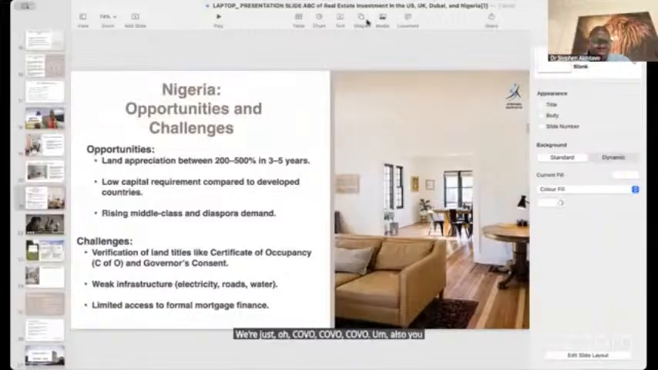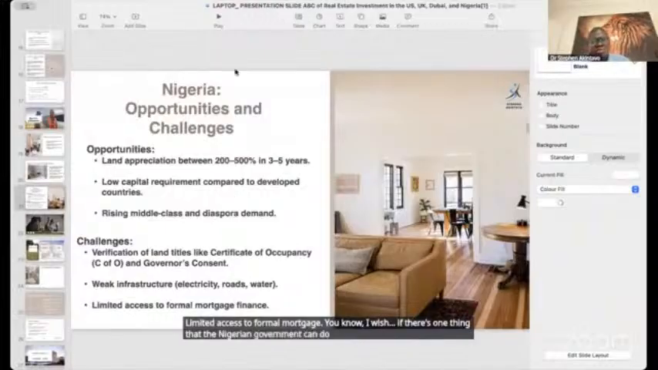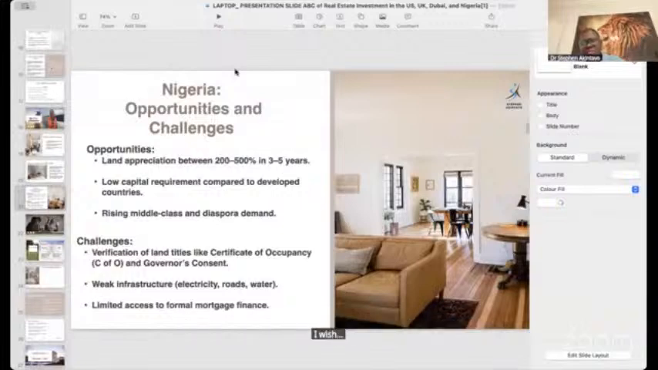Also, you have weak infrastructure, electricity, road, power, limited access to formal mortgage. I wish, if there's one thing that the Nigerian government can do to turn around Nigeria's economy, it is to institute a very well-structured mortgage system in Nigeria. It will turn everything around for the nation. I wish this can be done, and I wish this can happen, and it would really turn things around.